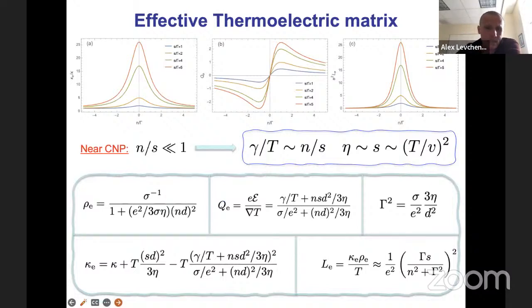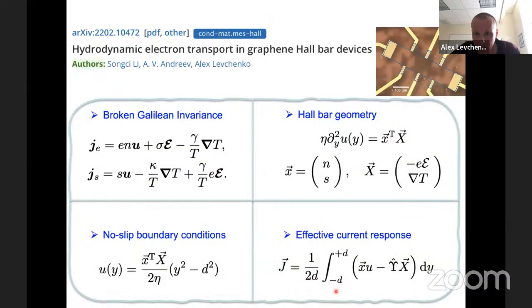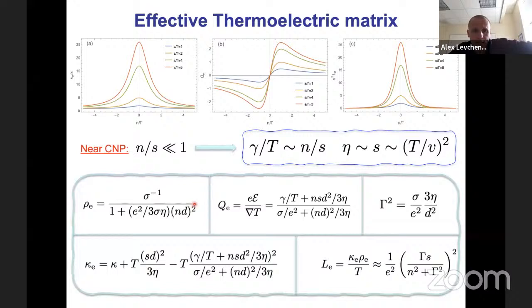So let's look at this matrix. Electrical resistivity would be given by the inverse intrinsic conductivity and a piece that depends on the width of the channel D. I'm sorry, I somehow switched notation. So I introduced here, I know D. So D is the width of this channel. So this is that. We can calculate an intrinsic thermoelectric coefficient, and then we can calculate the effective thermal conductivity.